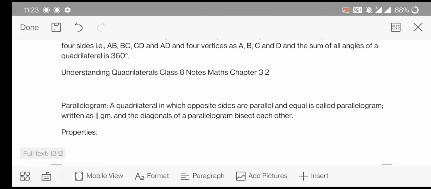Okay students, so in this video we are stopping here. In the next video we will continue with the types of quadrilaterals as well as the properties of each and every quadrilateral.